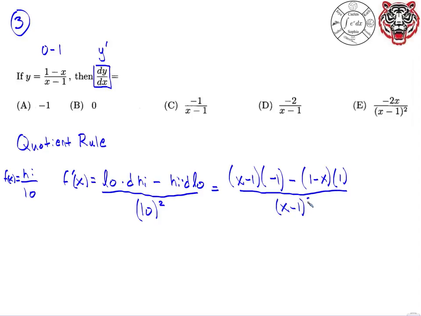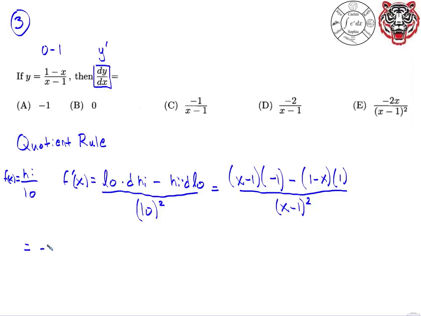X minus 1 squared. Exactly, yep. Cool. And then I just need to simplify this a little bit until I get it into one of these forms. So I'm going to come back over here, and that's going to be negative 1. I'm going to multiply that negative 1 into both of these terms. I'm going to distribute it.